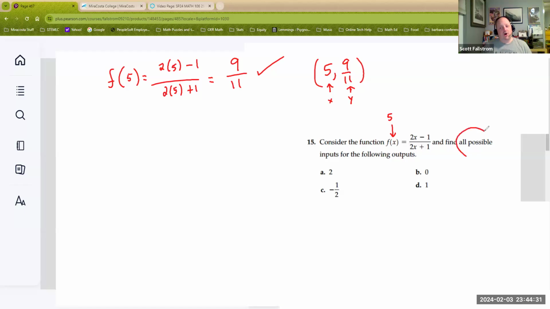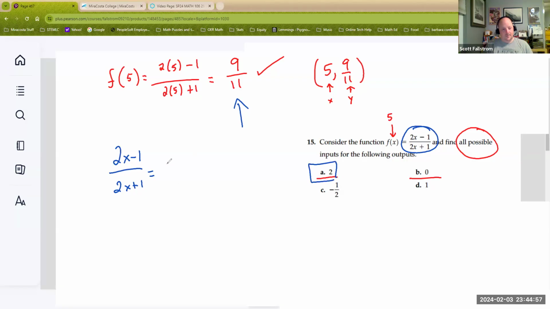Now it does say find all possible inputs that will get you to an output of 2 or get you to an output of 0. Okay, so all they're doing now, what you have to understand is they're just giving you the output at the end. Well, you know the output has to look like this. It has to look like 2x minus 1 over 2x plus 1. And you could say, okay, when does that equal the number 2?